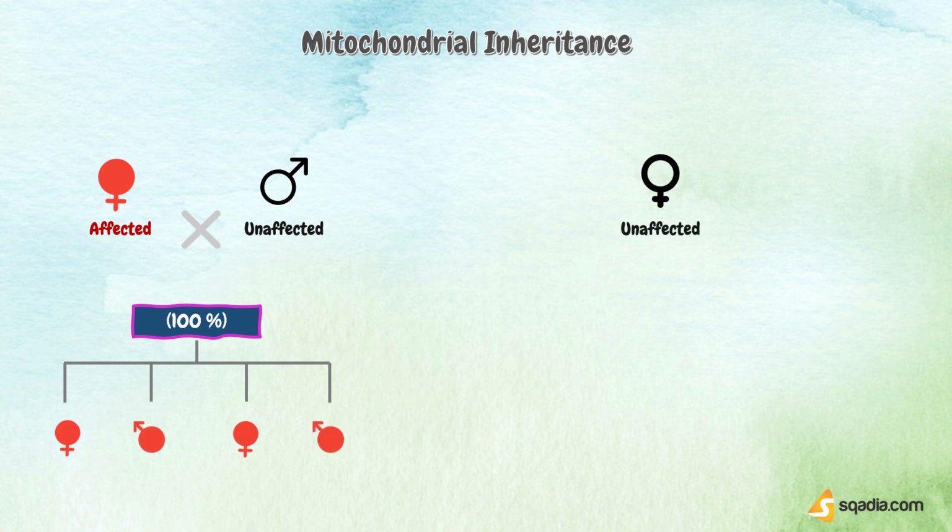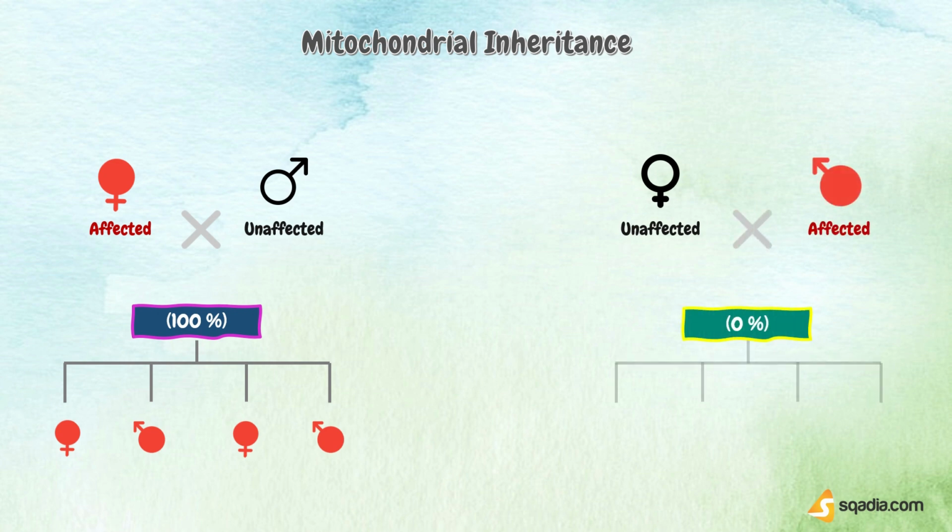But in example 2, normal mother and affected father, there is a 0% chance of having an affected daughter. There is a 0% chance of having an affected son. So this was all. In our next video, we will talk about the genetic disorders involving mitochondria and therapy.